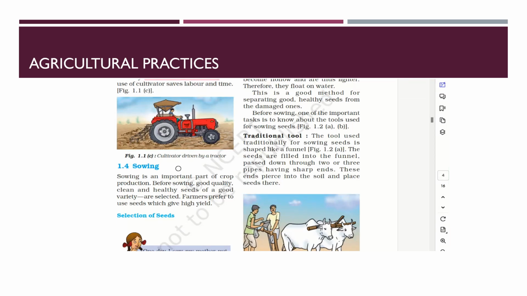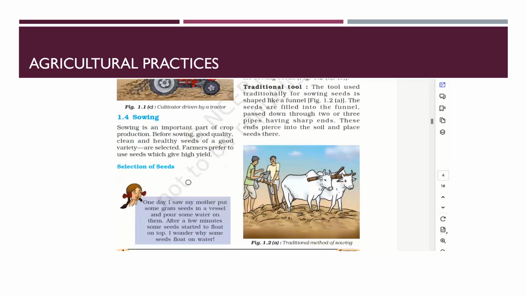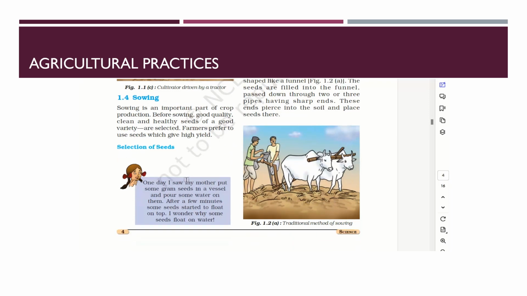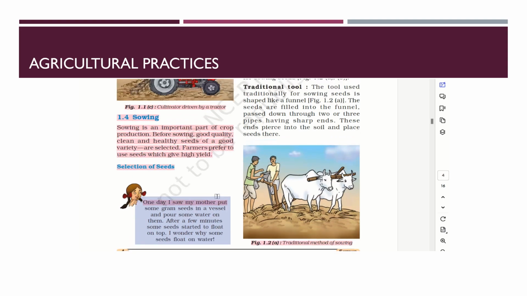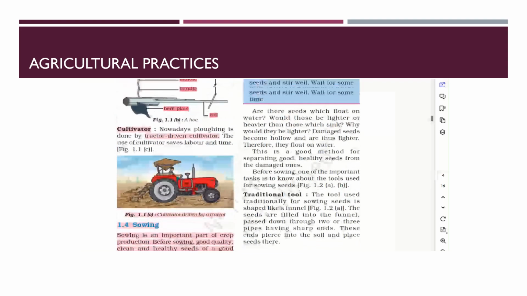Then we start sowing. So by sowing the field seeds, we should first of all sow good quality seeds, right? The selection of seeds must be very good. So you can see your mother at home, she puts the grams in a vessel, and pours some water on them. After a few minutes, some seeds start to float. Why do they start to float? Because they are not the good ones. So the bad seeds start to float. Okay, so like this also we can select the seeds, right?